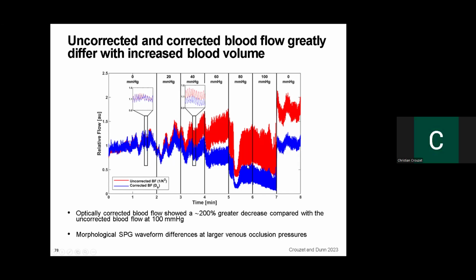And the second thing that we observed was the SPG amplitude. Even though this looks like noise, when you zoom in, you can see the actual pulsatile waveform, that SPG signal, and the amplitude is much, much higher for the uncorrected data compared to the corrected data that accounts for the changes in optical properties. And when you looked at the difference in flow at the 100 millimeters of mercury occlusion, the difference between uncorrected and corrected was actually a 200% difference. So one of the takeaways for us from this was that if you're going to be having these large changes in optical properties, especially if they're attributed to blood volume, it is really important to take into account the optical property changes that are occurring.